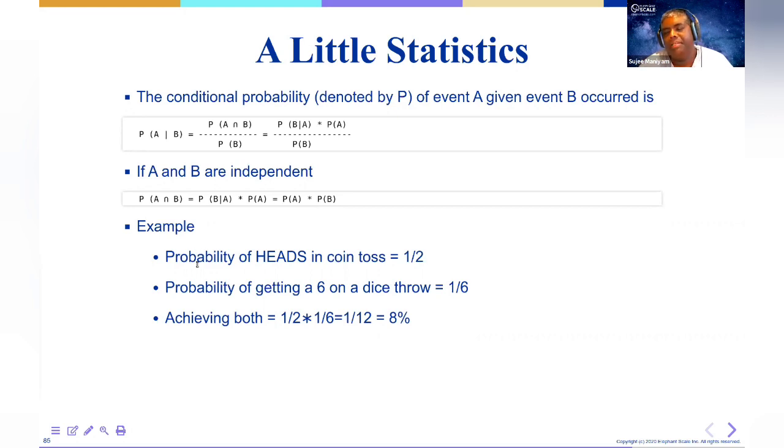An example: let's say I'm doing a coin toss. What are the chances of me getting heads in a coin toss? 50%, half. Let's say at the same time I'm throwing a dice. What are the chances of getting a 6 on the dice throw? 1/6. Now, are these independent, a coin toss and the dice throw? Or do they depend on each other? No, they're independent events.